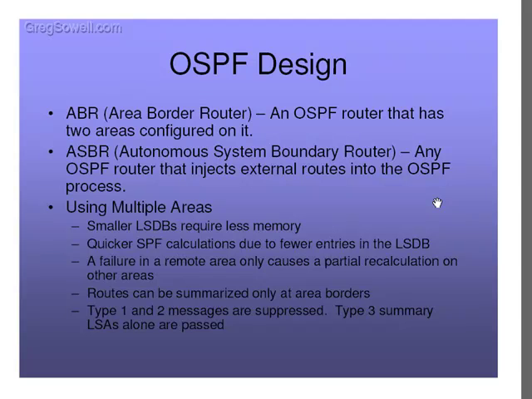Every LSDB inside of an area is going to be the same, so you can't filter anything or summarize on a single router, because his link state database for that area wouldn't be the same as everybody else's. That's why you can only summarize going into one area or into the other area. Also, type 1 and 2 LSAs aren't sent into an adjoining area, and we'll talk about that. Type 3 summary LSA is passed.